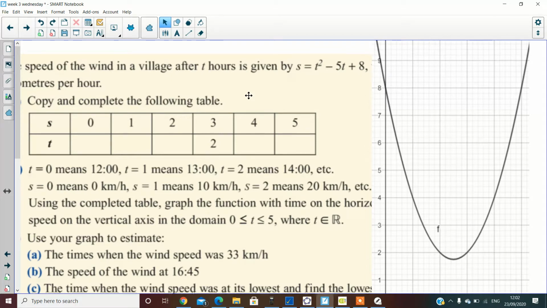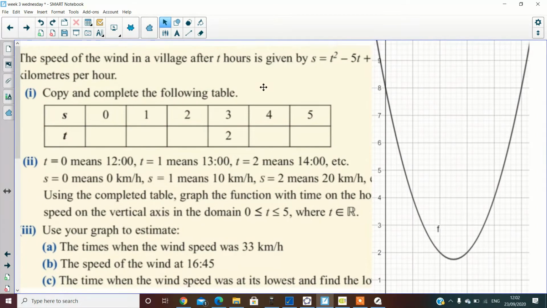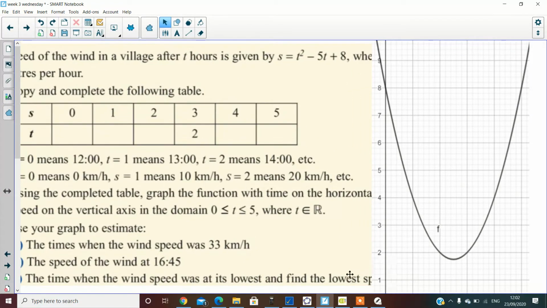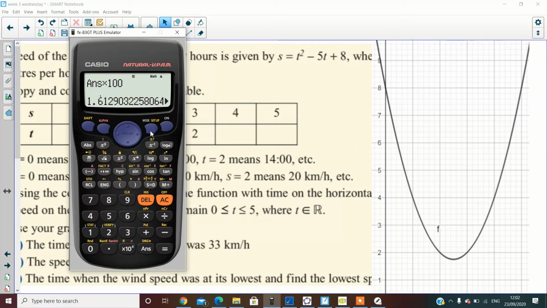t squared minus 5t plus 8 in kilometers per hour. Copy and complete the following table. Well, all you have to do in your calculator is go to mode, table function. Instead of using t, what do you use? Just use x instead, and you will get all your points as shown.